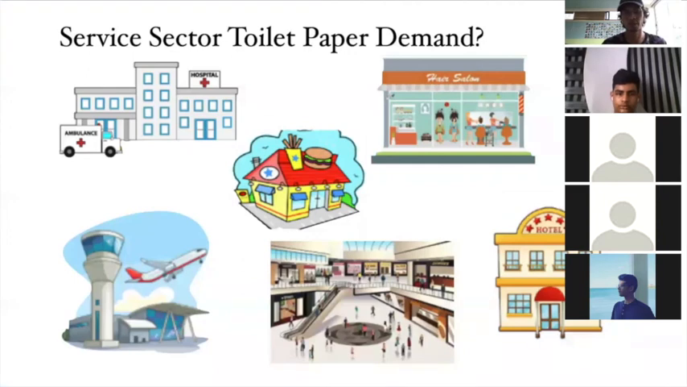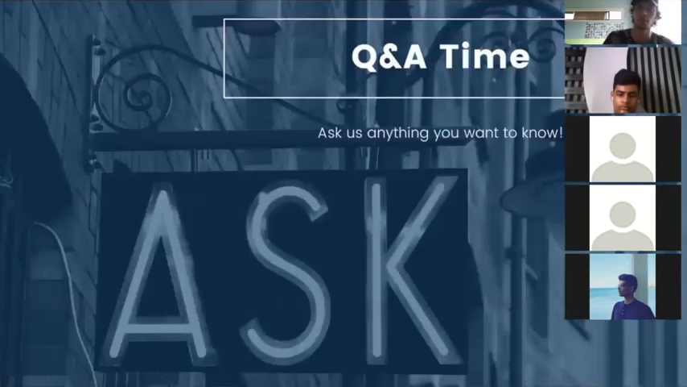As I talked about, public spaces or public sectors include hospitals, hair salons, hotels, malls, restaurants or cafes, or even airports. They have seen a huge decrease in the number of people visiting these sectors, which in turn means that they don't need as much toilet paper as they used to. So that would mean we can also reuse this toilet paper in the residential toilet paper supply chain.